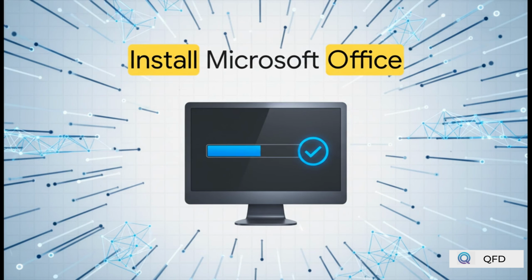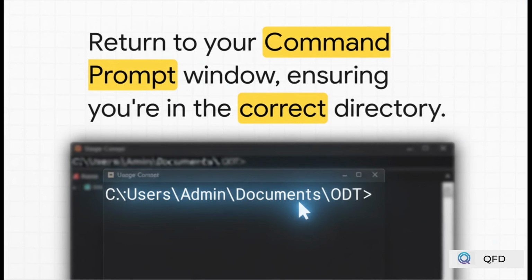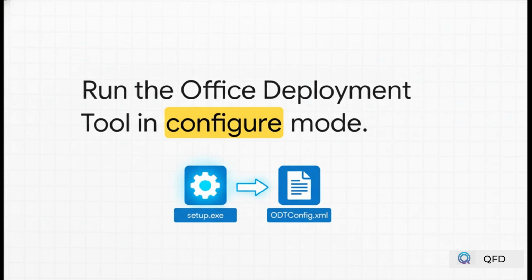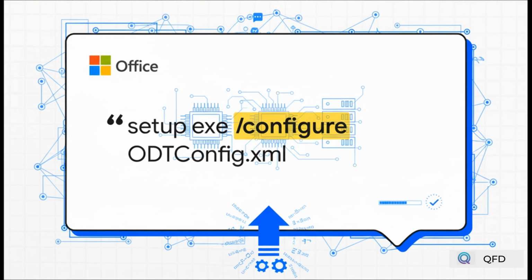Once that download finishes up, we're on to the final step, installing Office. All right, head back to your Command Prompt window. You should still be in that ODT folder. We're gonna run the tool again, but this time in configure mode to actually do the install. This command is what kicks off the installation, using all those custom settings you picked out earlier.